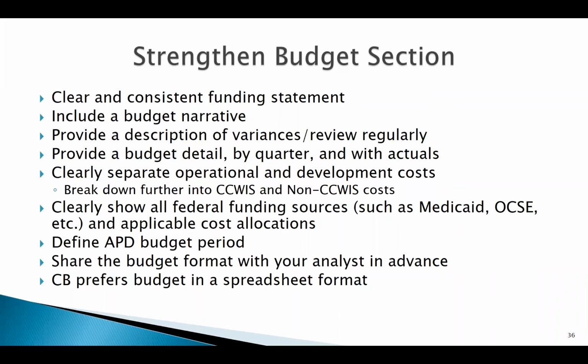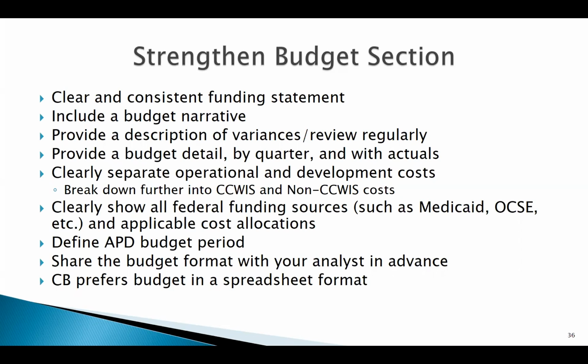Sometimes people seem to struggle a little bit with giving us the detail that we need, which is that by quarter, we need to see estimated and actual costs. And again, separating out your operational and development costs and your CWIS and non-CWIS costs. If you have other federal funders in your project, those need to be clear as well.